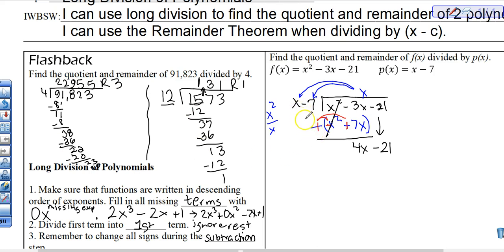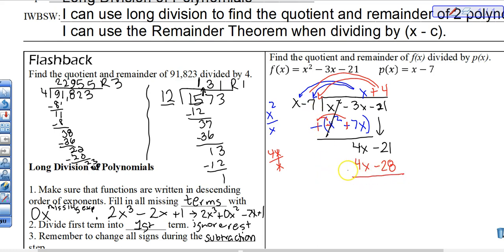Again, we go first term into first term, or 4x divided by x. Ignore the plus 7, ignore the minus 21. I'm just trying to get the 4x to eliminate. So what's my solution? 4x divided by x is 4, a positive 4. I'm going to write plus 4 because it's a binomial. Okay, so we multiply. 4x and negative 28, because you're distributing 4 times x minus 7.